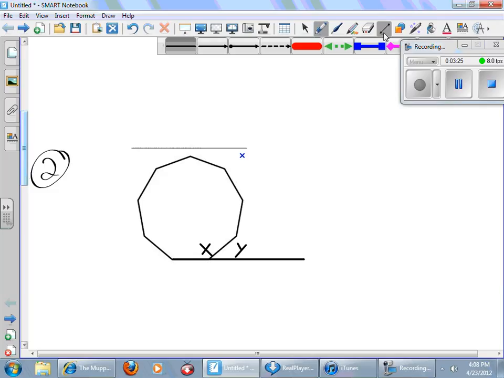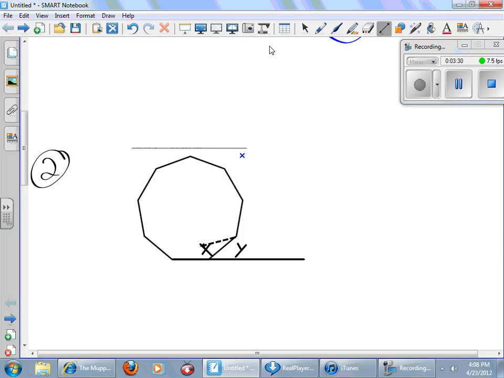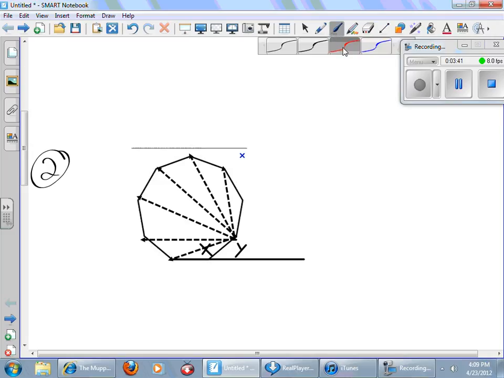The first thing I'm going to do is break this up into triangles. Let me see, I'm going to go 1, 2, 3, 4, 5, 6, 7. It looks like there's 7 triangles. In fact, I don't know if you know this, there will always be 2 less triangles than the number of sides. So if it's a 30-gon, a polygon with 30 sides, there will be 28 triangles.